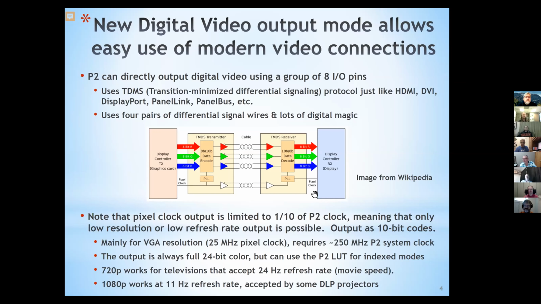But Chip, I think it was Chip, figured out you can actually do 720p at 24 hertz. Some televisions will take that, because that's, I guess, the movie speed, and I guess some Blu-ray players can output at this 24 hertz mode. So the TVs are rigged to accept that. And I recently figured out you can do 1080p at 11 hertz. I was kind of amazed that works, but at least my DLP projector will actually take that.